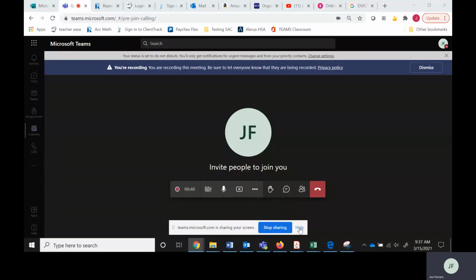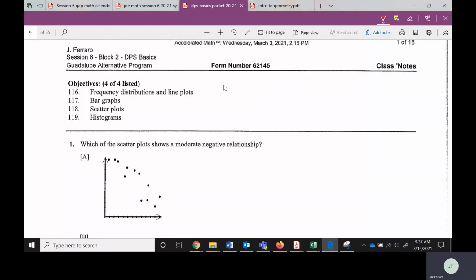So you're going to need your packet. If you don't have your packet, hit pause, go get that. And then you will turn to this page in that packet.